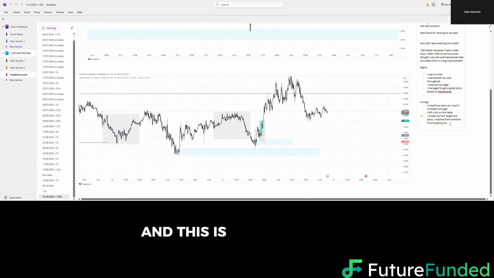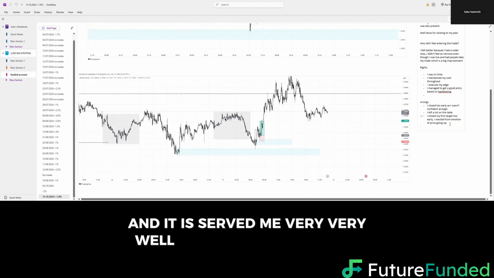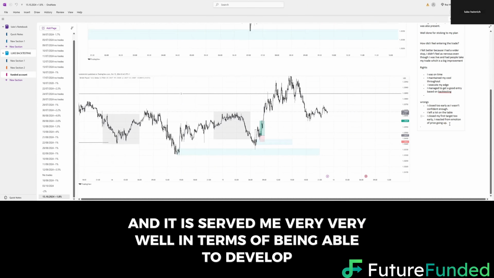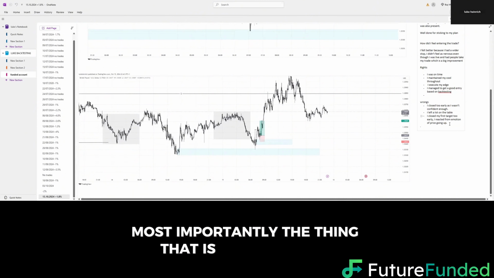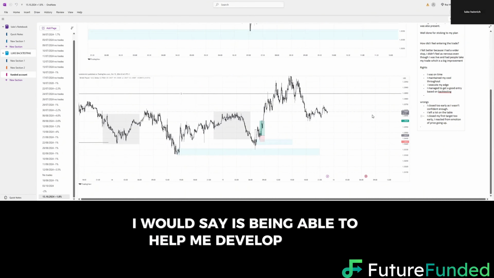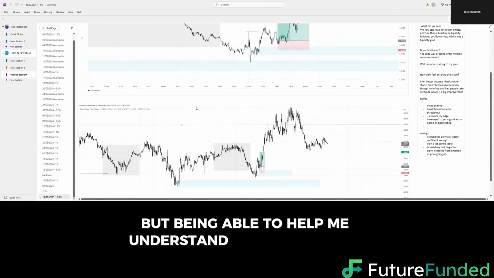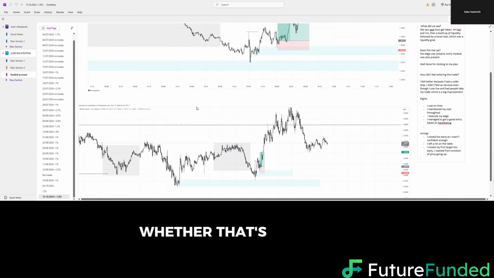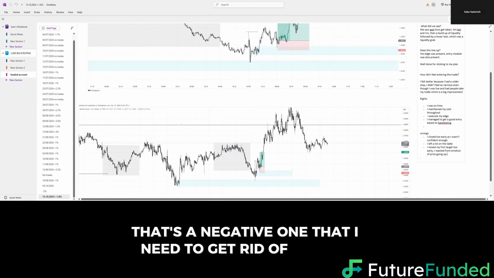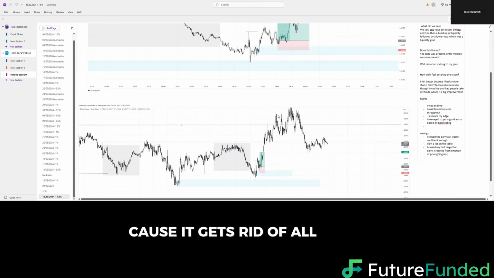Okay, and this is what I've been using for years now, and it has served me very, very well in terms of being able to develop. Most importantly, the thing that it's done the best, I would say, is being able to help me understand when there is a pattern, whether that's a positive pattern or a negative one that I need to get rid of. All right, and that for me is one of the most crucial elements in trading, because it gets rid of all your bad habits and just focuses on all your good habits.